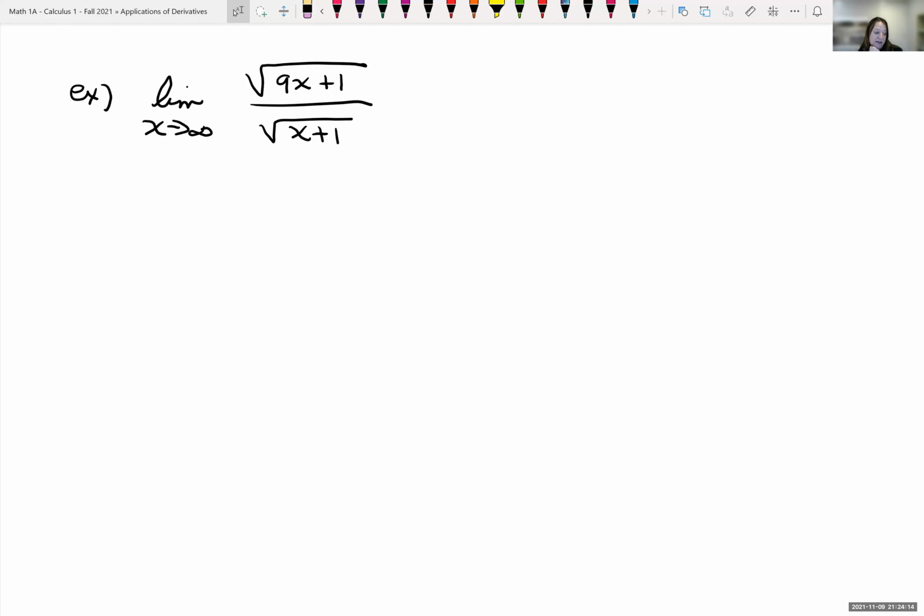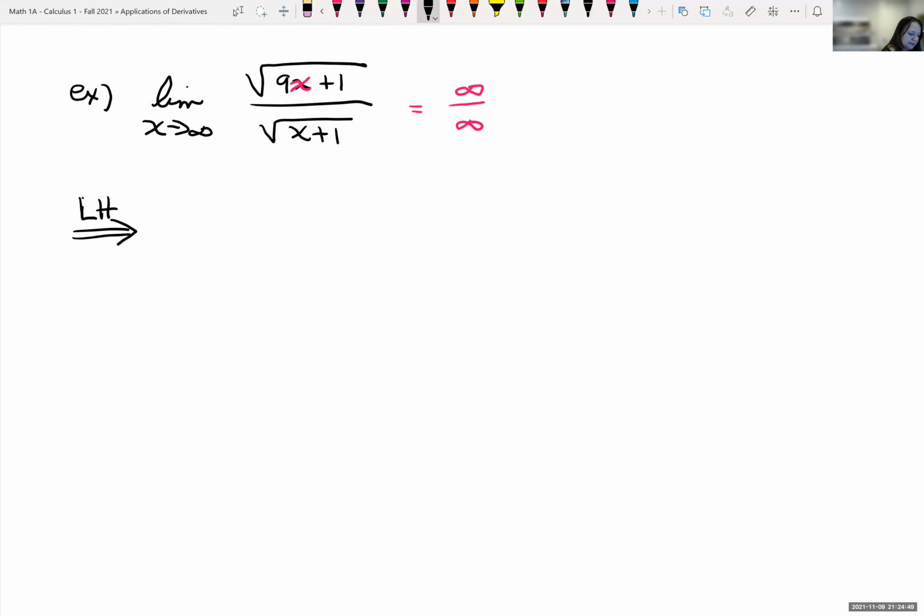So our next example, we have a limit as x approaches infinity of the square root of 9x plus 1, and that's all over the square root of x plus 1. I notice if we go in and do our direct substitution right away, we have 9 times infinity plus 1, the square root of that, that's going to infinity. Same thing with the denominator, the square root of infinity plus 1, so that's going to infinity. And so it's in an indeterminate form, which says I can use L'Hopital's rule if I wanted.